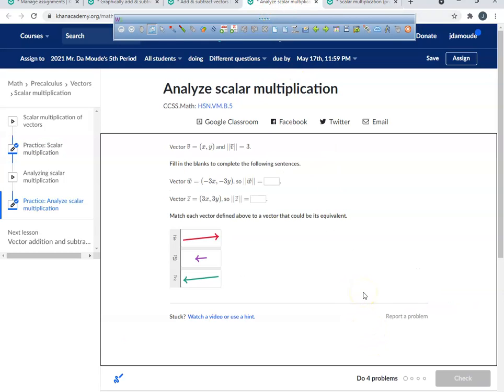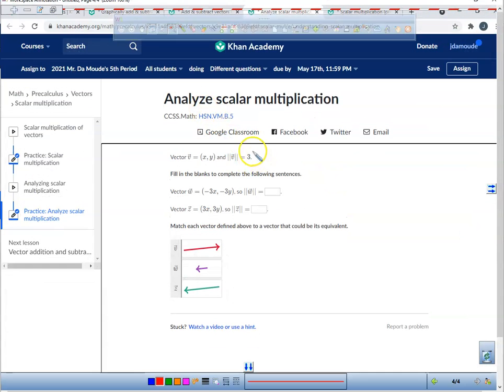All right, let's check this out though. But now we're analyzing things. If we look at this analyzing, if our original vector, the magnitude is 3.